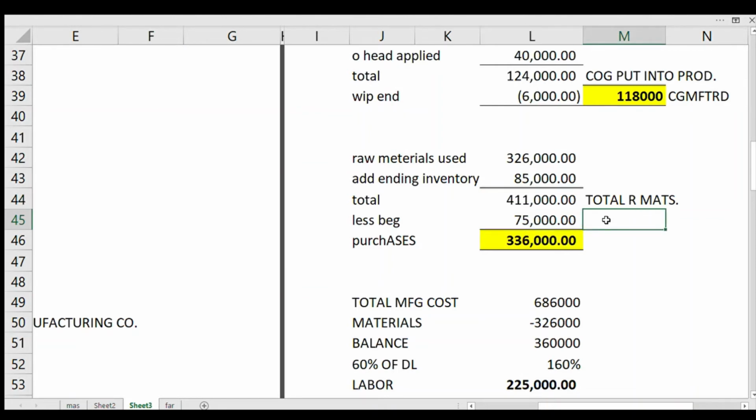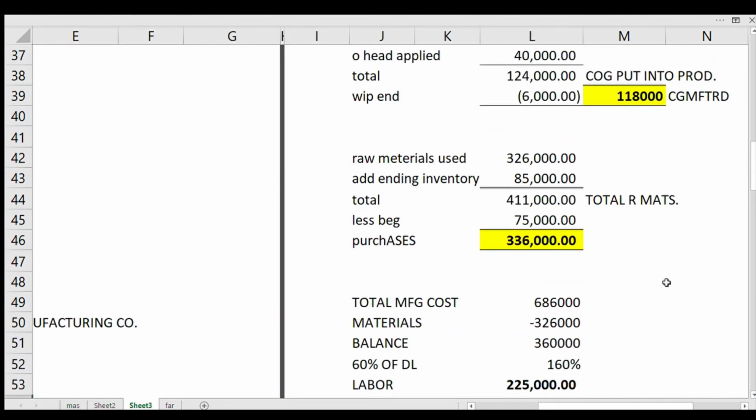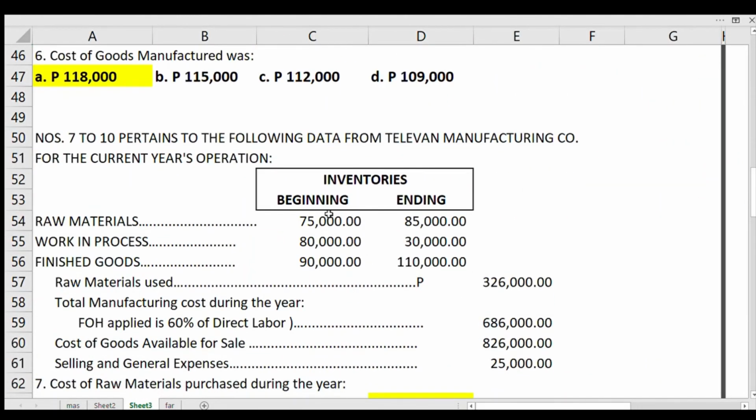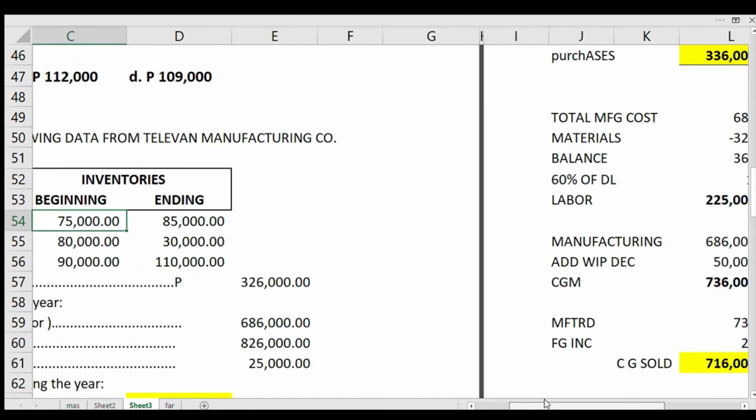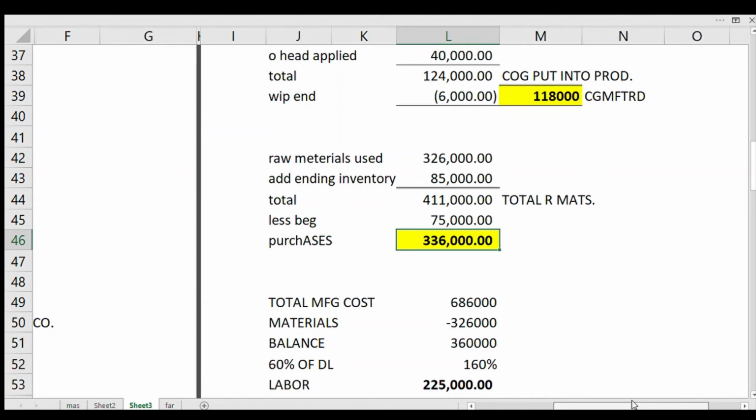So, if we deduct the ending raw materials, which was given here, 85,000 pesos, we can get the raw materials used, because it's the other way around. If we less the 75,000, confirm 75,000, so that means to say that your purchases is 336,000. Okay. Next.